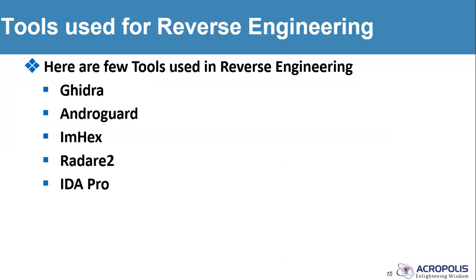Now we are going to study tools used for reverse engineering. Here are a few tools used in reverse engineering. First, Ghidra. Second, Androguard. Third, Emacs.